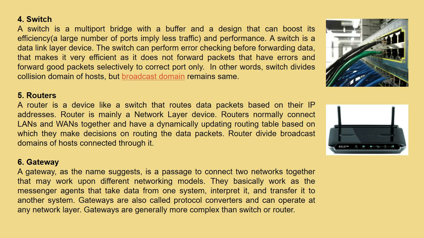Now go for the router. So this one is your router. Two antennas are there. Now see. A router is a device like a switch that routes data packets based on their IP addresses. A router is mainly a network layer device and it normally connects LANs and WANs together and has a dynamically updating routing table based on which it makes decisions on routing the data packets. A router divides broadcast domains of hosts connected through it.